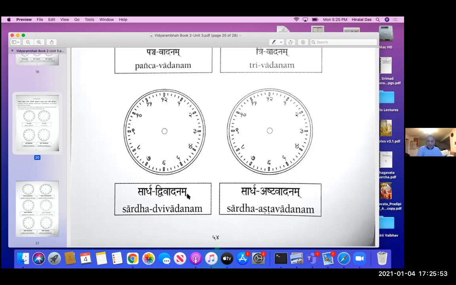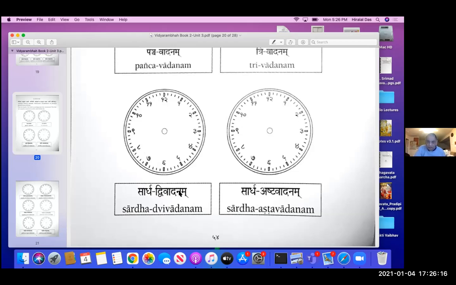Sardha Dvivadanam. So what does Sardha mean? You have to say where the long hand goes first. Sardha means the long hand is at 6, like 30 minutes. The long hand is at 6. Okay, very good. And Dvivadanam.